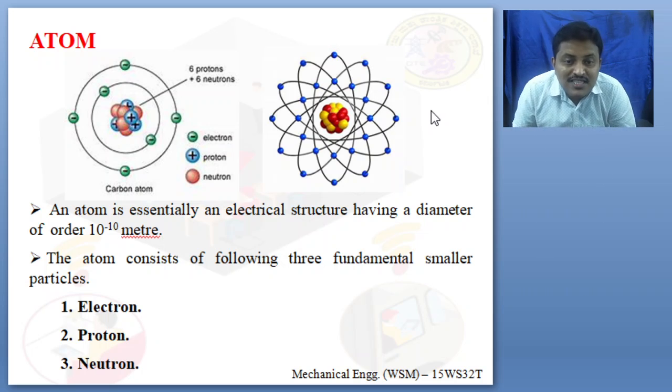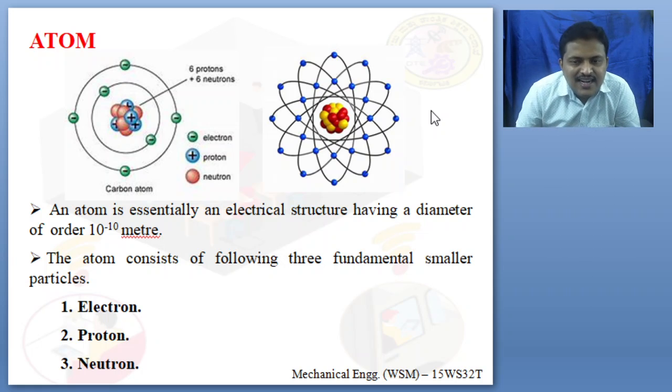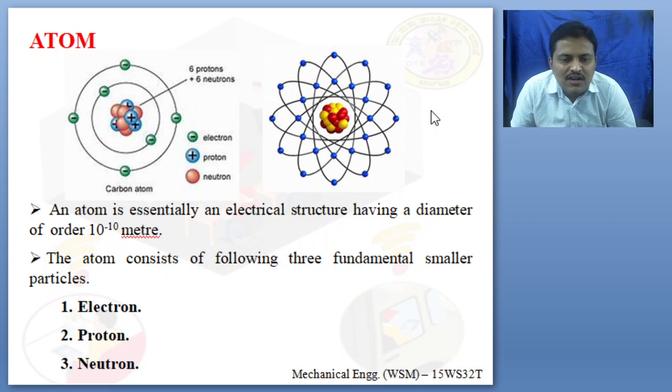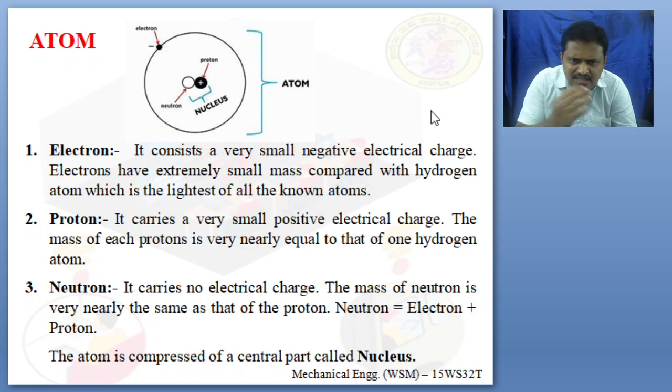I hope you understand what is atom. Atom means it is an electrical structure having a diameter of order 10 to the power of minus 10 meter. So it consists of 3 things: electrons, protons and neutrons. Let us see the another sketch here.